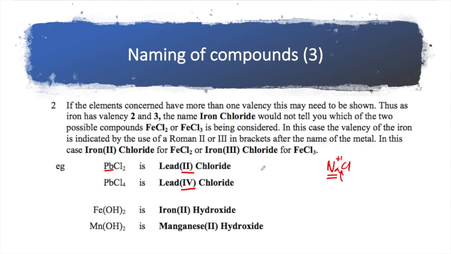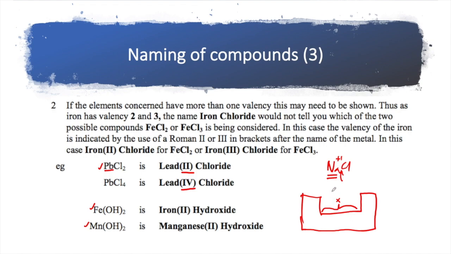However, transitional metals, as you can see, this is lead, Fe, iron, and this is manganese. Transitional metal elements, which means if I draw the periodic table, they are generally found in the middle section here. This is where they are found.